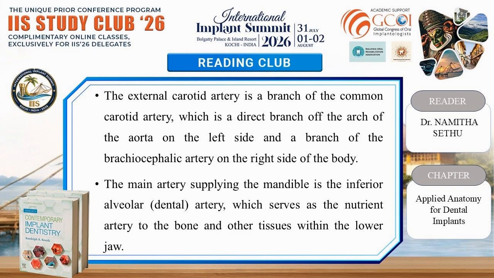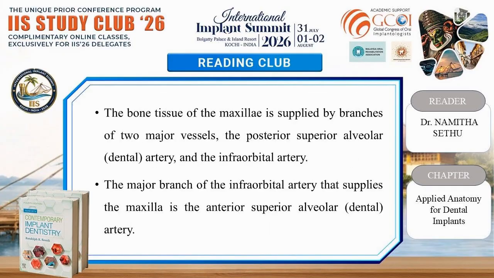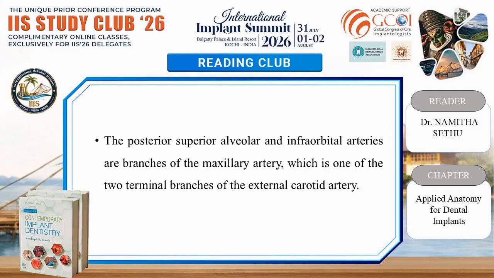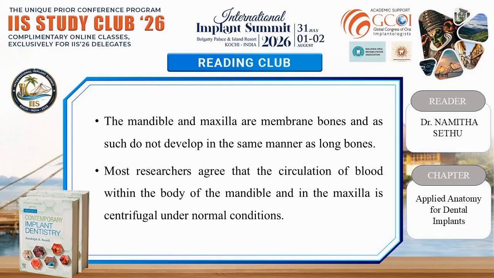It serves as a nutrient artery to the bone and other tissues within the lower jaw. The bone tissue of maxilla is supplied by branches of two major vessels, the posterior superior alveolar artery and the infraorbital artery. The major branch of infraorbital artery that supplies the maxilla is the anterior superior alveolar artery. Posterior superior alveolar and infraorbital arteries are branches of maxillary artery, which is one of the two terminal branches of external carotid artery.